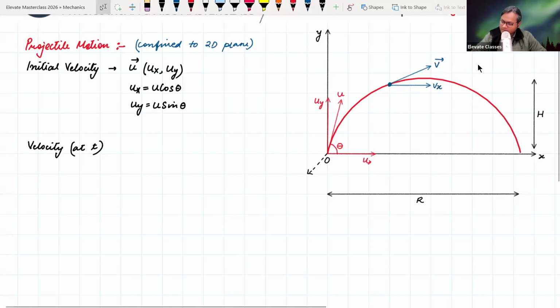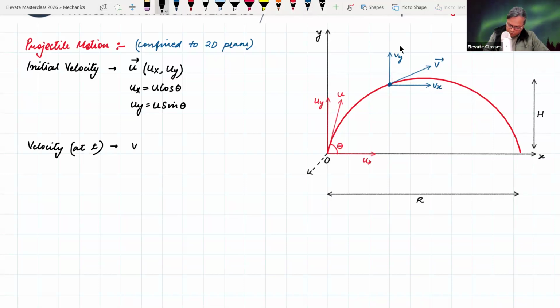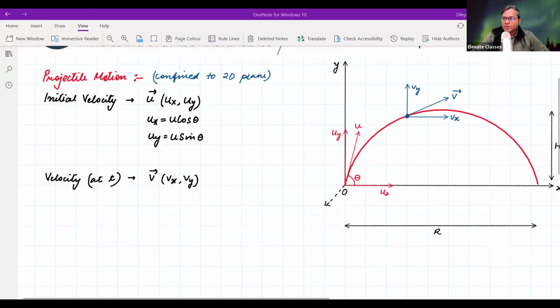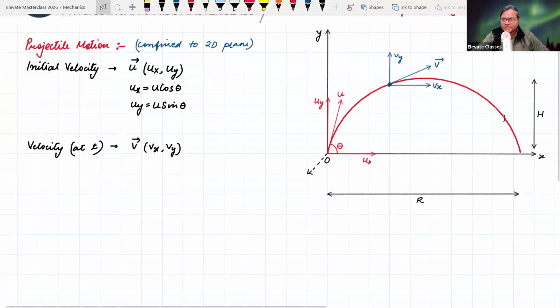This is vx, and this is vy. So vx and vy are the components of the velocity at a later time t. Now we can try to find out the various relationships that exist here. First of all, what is the force that is acting on the system?